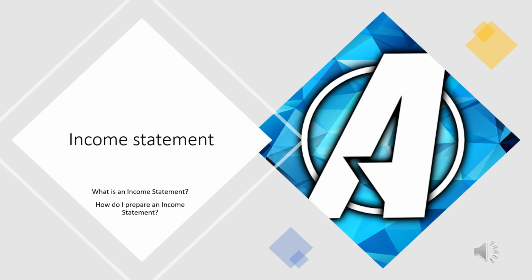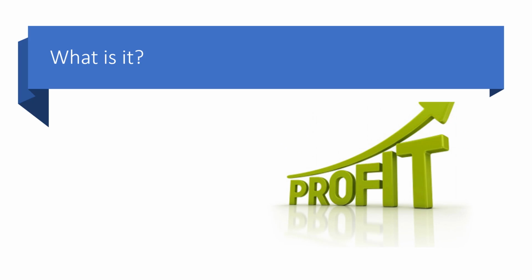In this video, you will learn what an income statement is and how you can prepare it. An income statement is a way of measuring the profitability of a business over a given period. It includes sales, cost, and profit. To calculate profit, we will need a sales figure and from that, deduct the cost. This equation is pretty much the structure of an income statement.